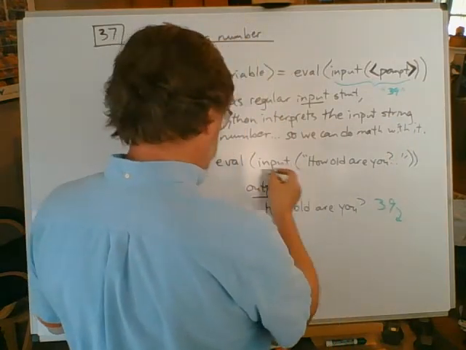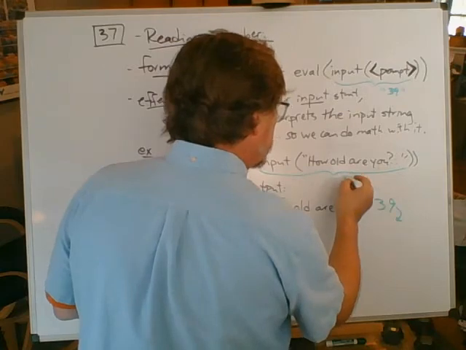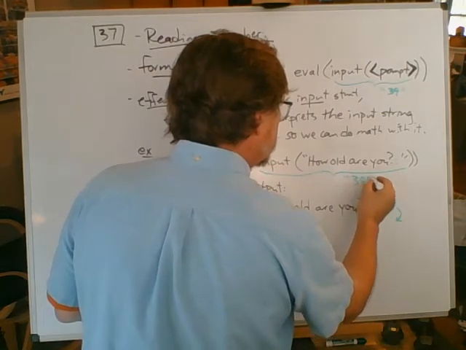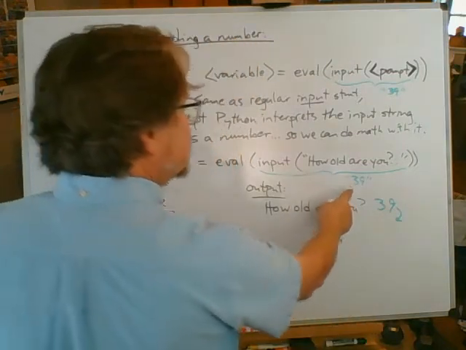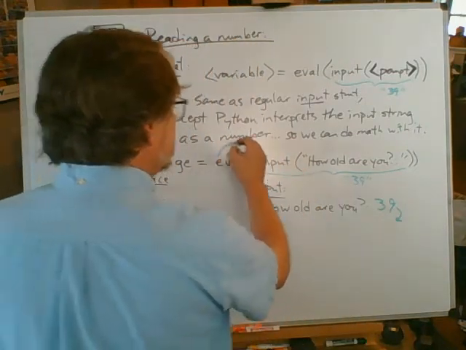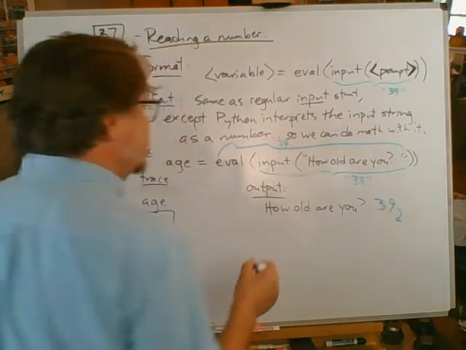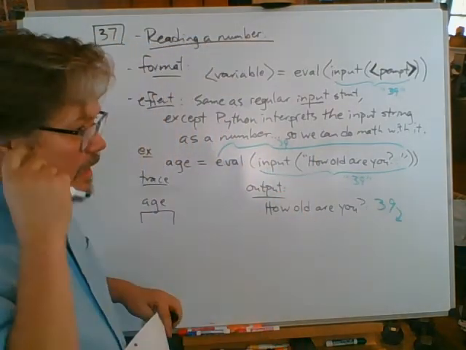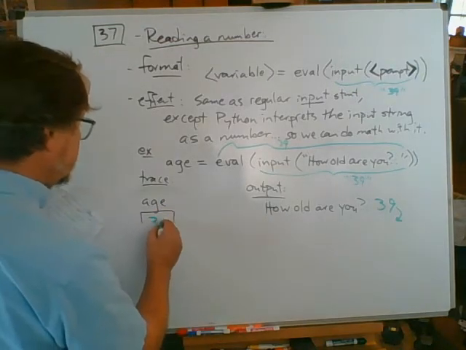Actually, I should have put it right here, shouldn't I have? How old are you? When that's typed in, that goes in as string 39, air quotes, 39. Eval changes the string 39 to number 39, which we could figure out by doing that binary thing on a place value chart. And number 39 becomes the value of age.